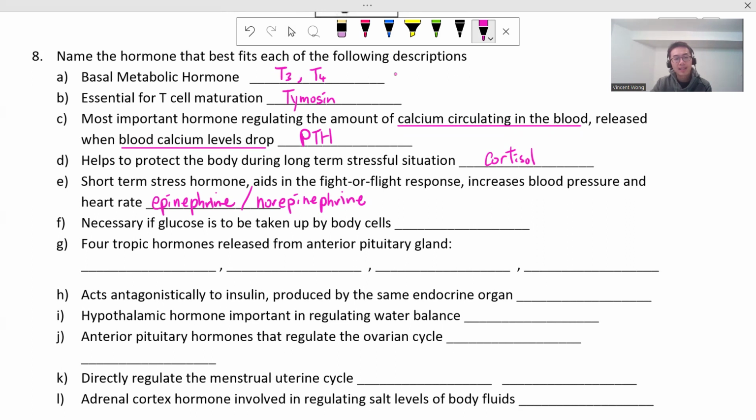Next, the hormone that is necessary if glucose is to be taken up by body cells. After a meal, you have a lot of glucose in the blood. You want to take it up, you want to absorb it. Then you need insulin.